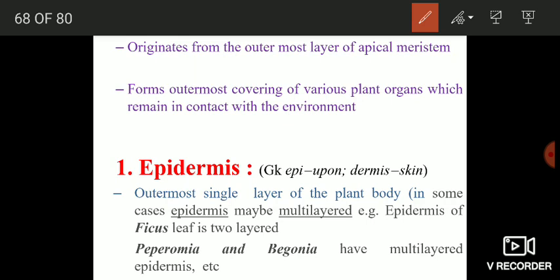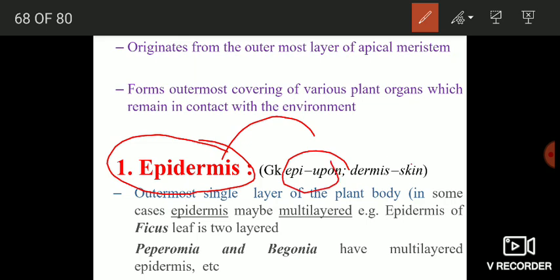The first subheading that we are going to discuss under epidermal tissue system is epidermis. The word epidermis is derived from two Greek words, epi which means upon and dermis means skin. So you can yourself understand the meaning of epidermis. It is like a skin on the plant organs. Epidermis acts as the outermost layer of cells, and usually it is single layered.